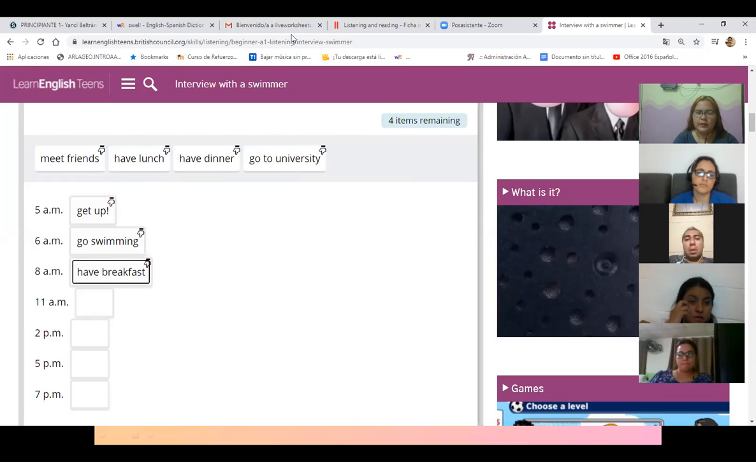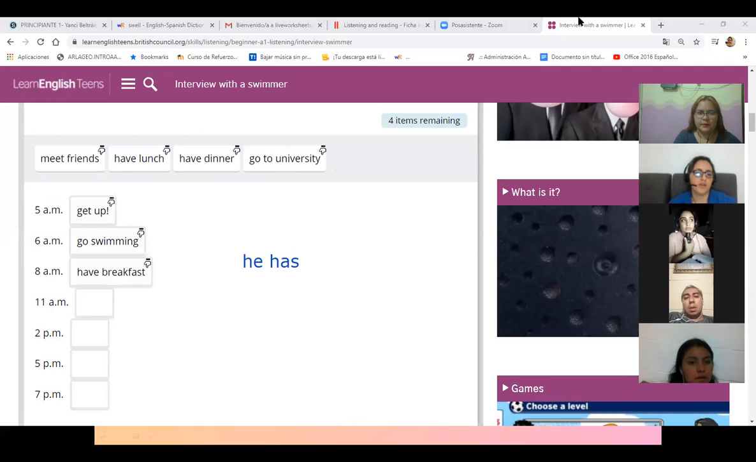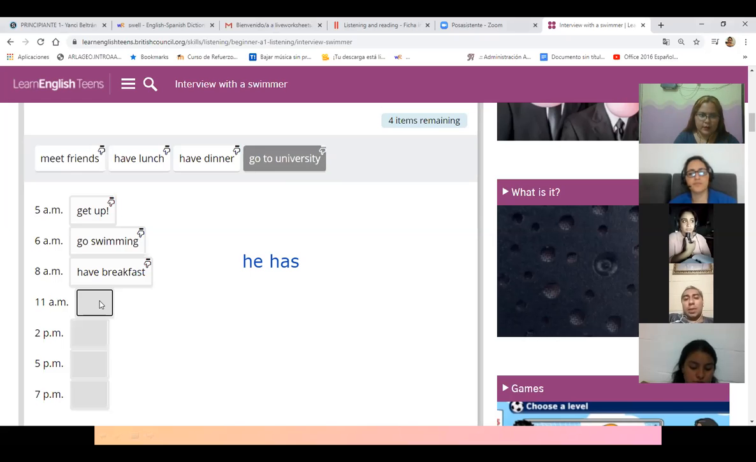When the subject is he, the verb is going to be has. The plural form. Okay. What about at 11 a.m.? What happens? He goes to university. Perfect. He goes to the university.